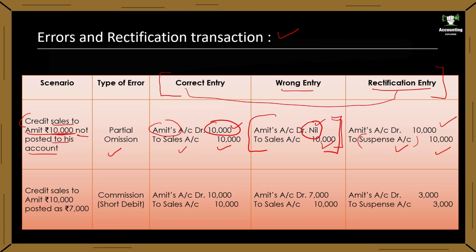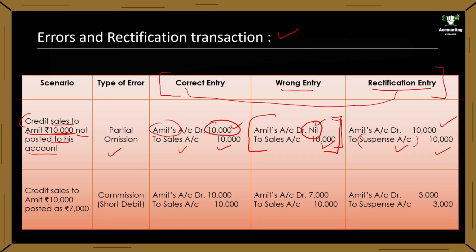Okay, because this confusion will come when you do one exam question. If it comes with both errors that do not affect the trial balance and those that affect the trial balance, then it will be very confusing when to open the suspense account and when not to. See the wrong entry. In the wrong entry, if the debit is not equal to the credit, then the suspense account should be opened. Okay, that you remember.